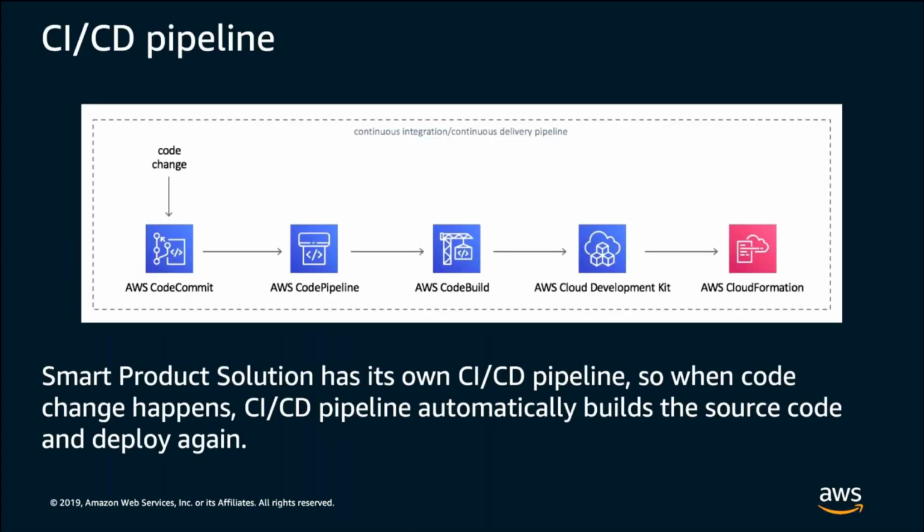The Smart Product solution provides a CI/CD pipeline with AWS Cloud Development Kit. When the customer provisions the solution, it creates the CI/CD pipeline. When the customer changes anything, including infrastructure provisioning with AWS Cloud Development Kit, the CI/CD pipeline is going to be triggered automatically, and the pipeline builds and deploys the new version of code to the customer's solution. Then customers can have their own smart product solution.